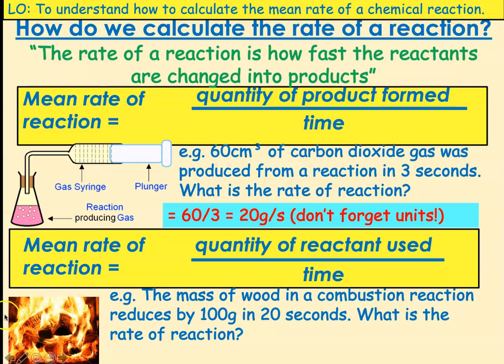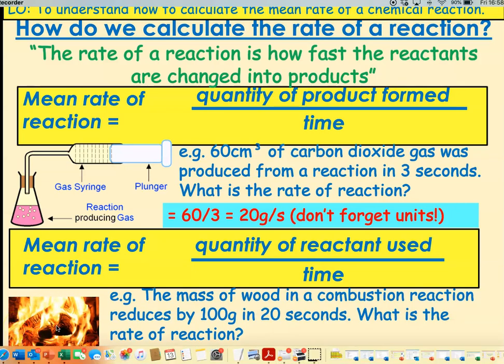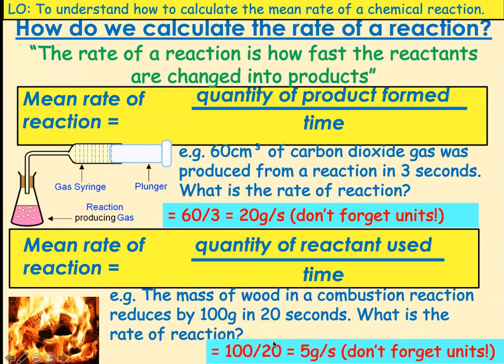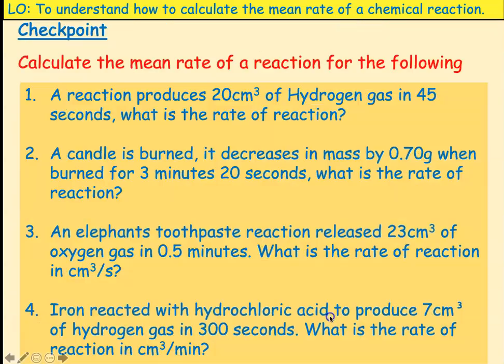Again, pause the video and try and work that out. Okay, welcome back. So we had 100 grams. It's taken 20 seconds to burn it. So we're going to divide 100 by 20. And that gives us 5 grams per second. Again, don't forget the units.